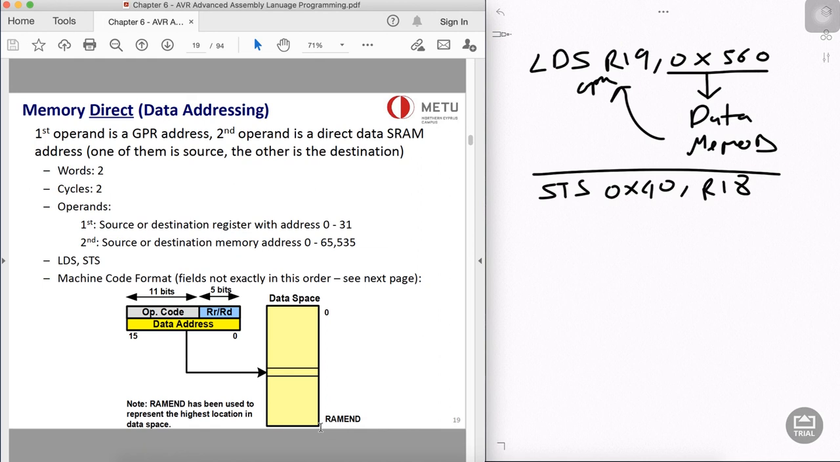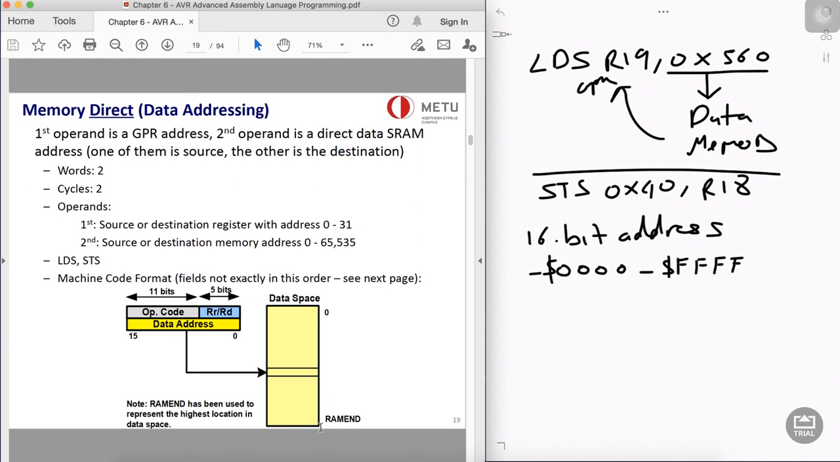So the 16-bit address, and this address is between 0000 and goes up to FFFF. So memory, this is important. Memory does not support immediate addressing mode.